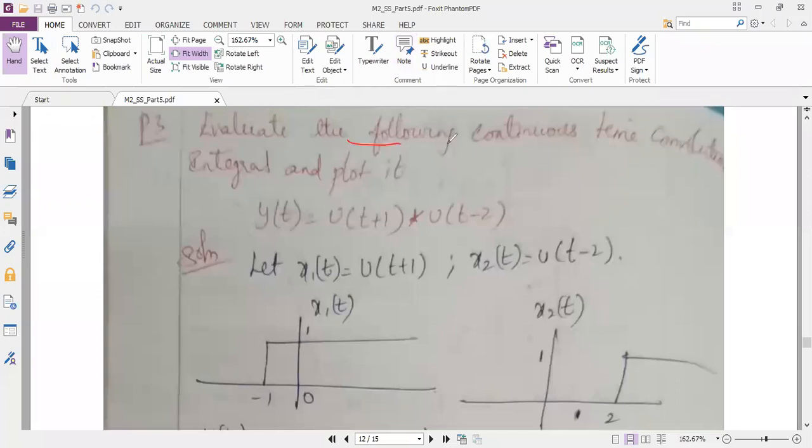Evaluate the following convolution integral. So y of t is equal to u of t plus 1 convolved with u of t minus 2. So with this problem, I will stop today's class. We have another class now.